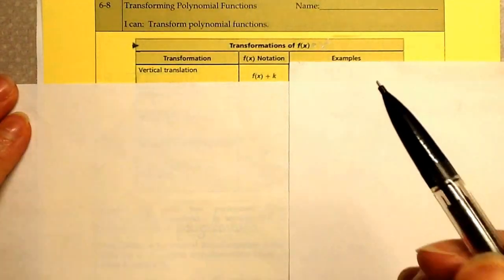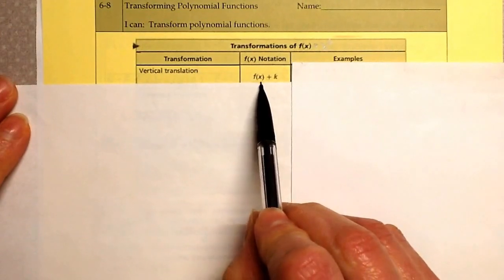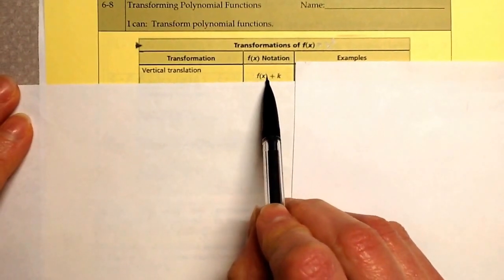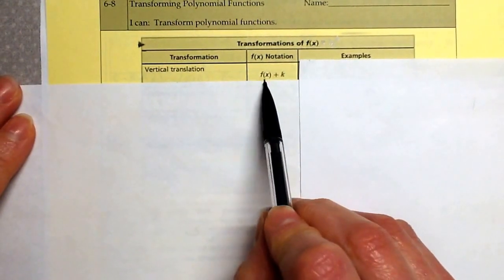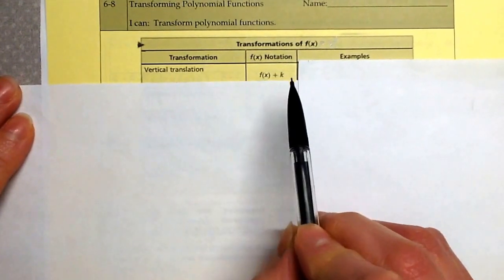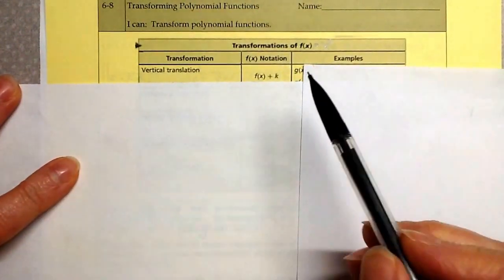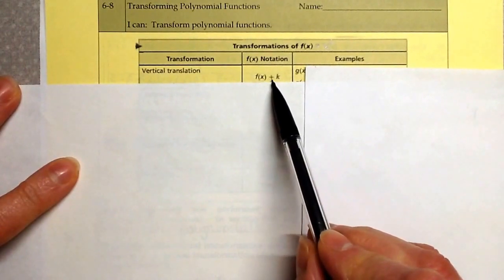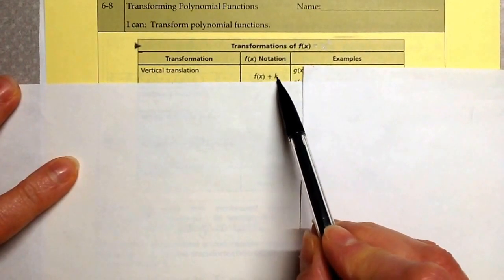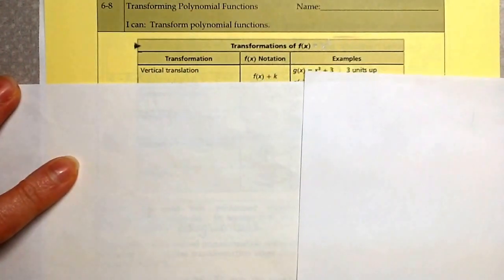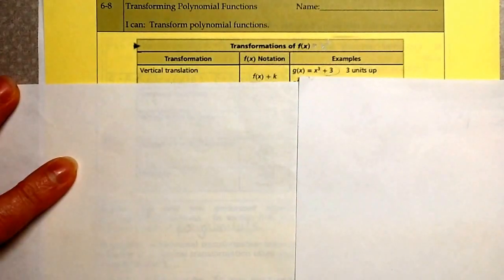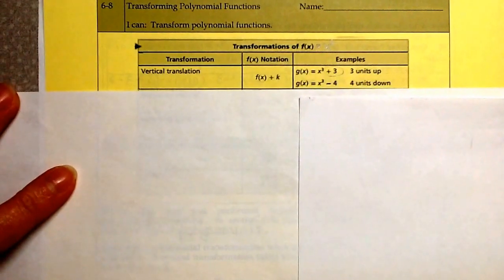So if we want to perform a vertical transformation, vertical affects the whole function. So instead of writing the whole function, the x cubed, we'll just say the function f of x, because sometimes the functions will be quite long. If we want to move the function up, we just add a number to the function. For example, if we add 3, we're moving the function up 3 units. If we subtract 4, we're moving the function down 4 units.